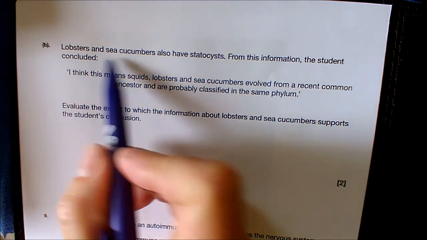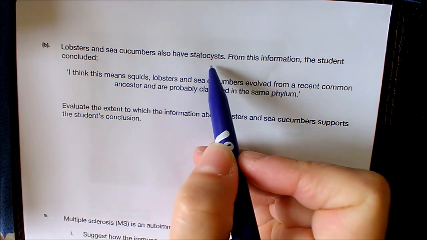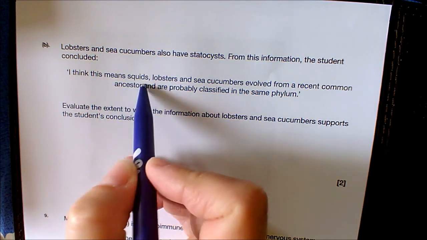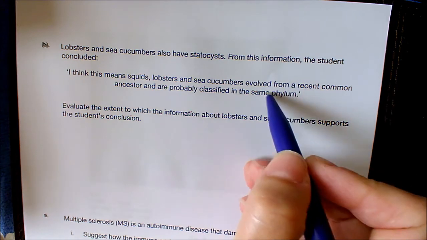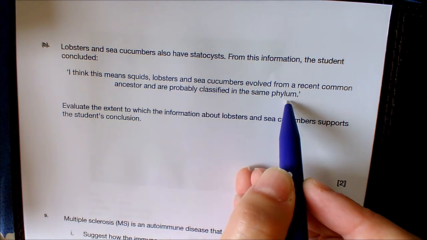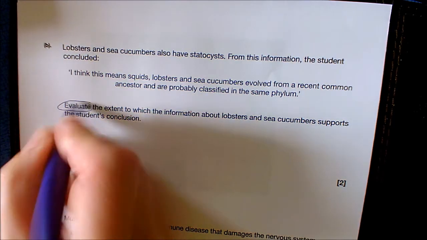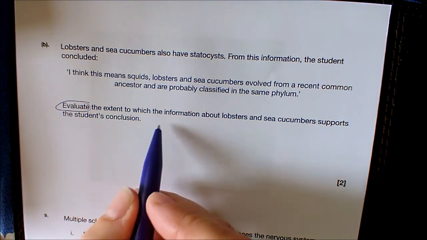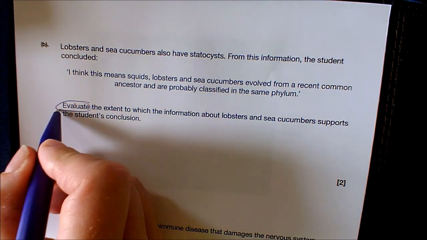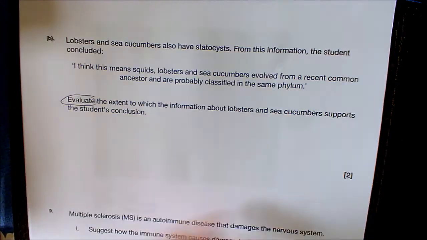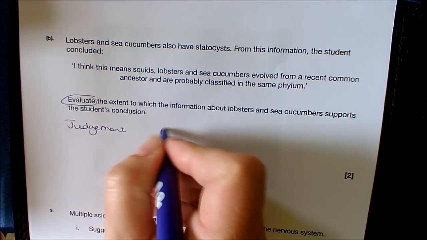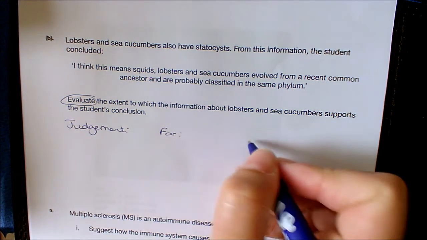It says, lobsters and sea cucumbers also have statocysts. From this information, the student concluded, I think this means squids, lobsters and sea cucumbers have evolved from a recent common ancestor and are probably classified in the same phylum. The question says, evaluate the extent to which the information about lobsters and sea cucumbers supports the student's conclusion. So when we see the word evaluate, in our answer we have to give a judgment, and then we have to give reasons for and reasons against.